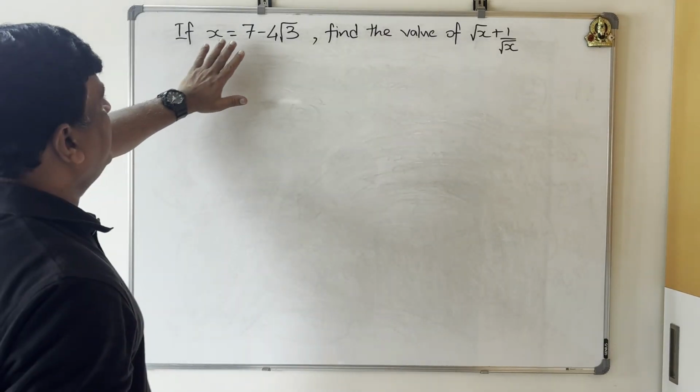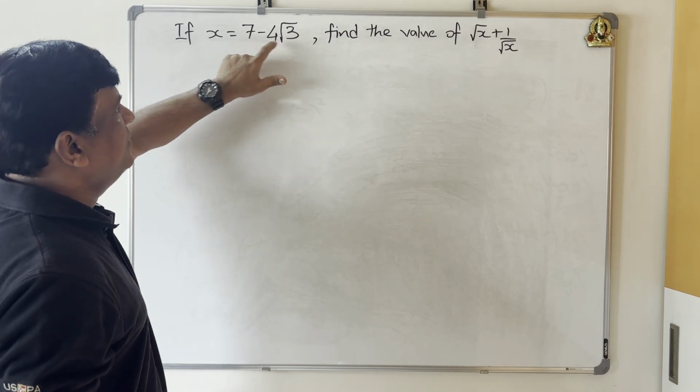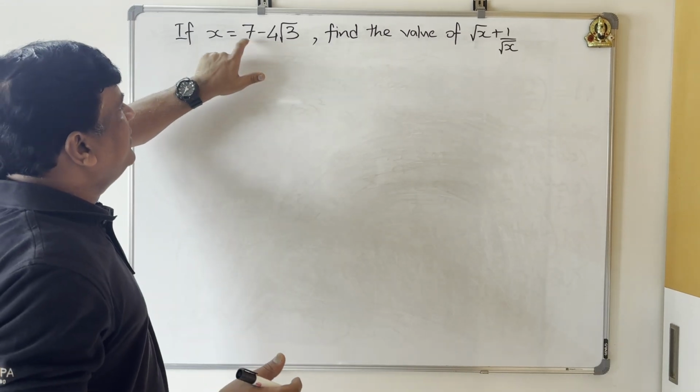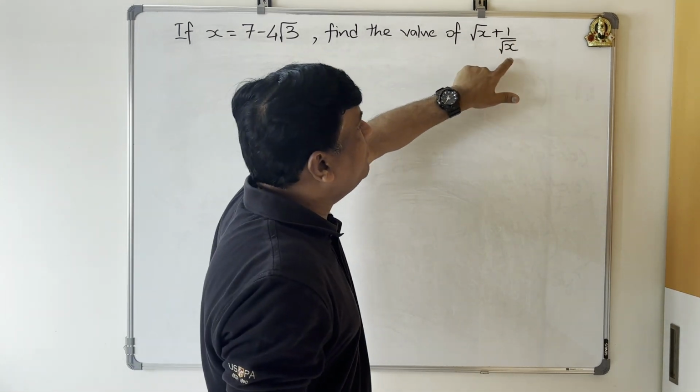Yeah, you have another interesting problem over here. They have given only the value of x, and x is given as a surd. You guys are aware of surds, right? Where this is given in the form of an irrational number, and they're asking us to find the value of root x plus 1 by root x.